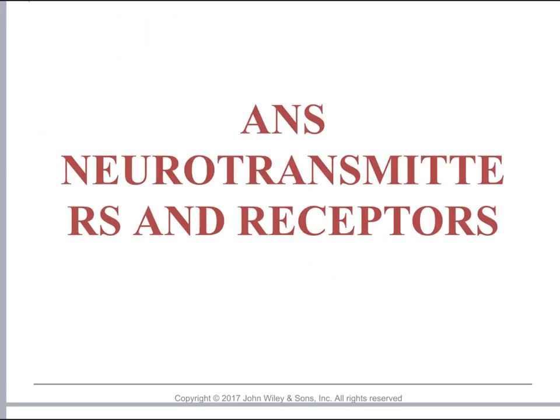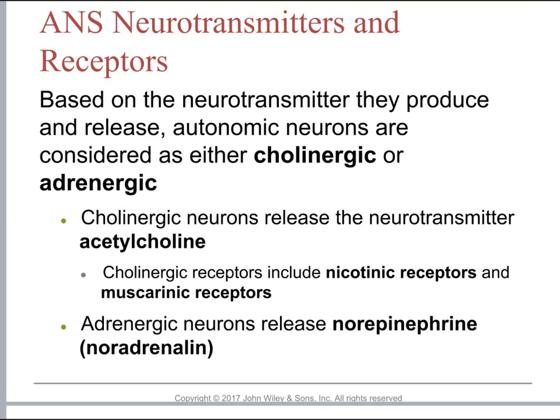The next step in this system is to look at the neurotransmitters and their receptors. Again, follow your rule of 2 as we travel through our next few slides. So in our autonomic nervous system, neurotransmitters and receptors, based on the neurotransmitter they produce and release, autonomic neurons are considered to be either cholinergic or adrenergic. Now let's look at the terminology.